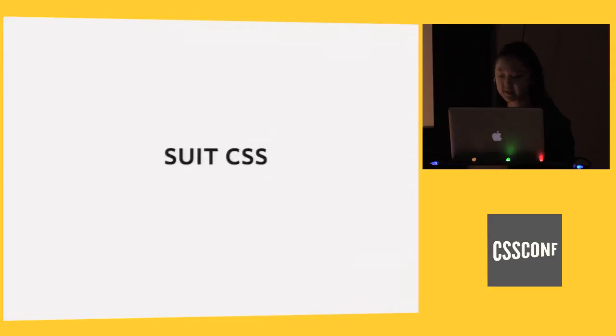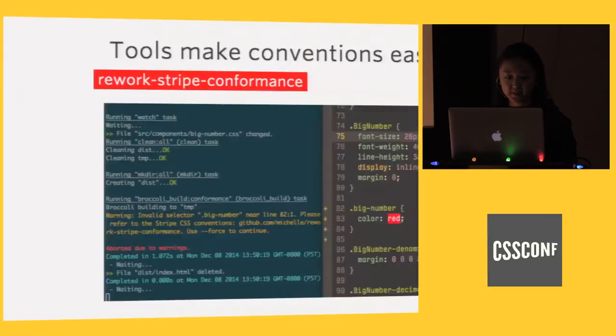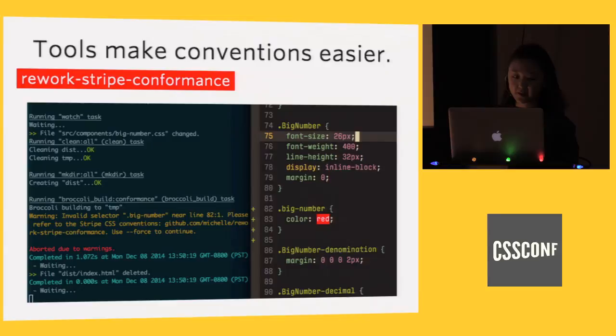So another tool is SUIT CSS, and it's a styling methodology for component-based development. It includes a CSS preprocessor built on top of Rework as well as a style guide. We borrowed heavily from the style guide in creating our own and forked the SUIT CSS conformance checkers for ourselves. But we didn't take the CSS preprocessor because we had our own needs. So rework-stripe-conformance is forked from rework-suit-conformance and enforces that CSS you write follows our predefined rules.